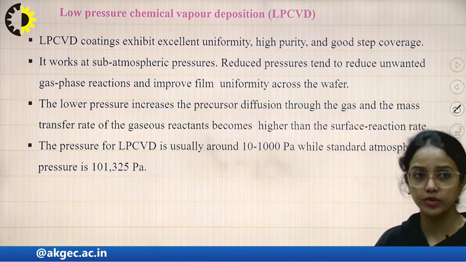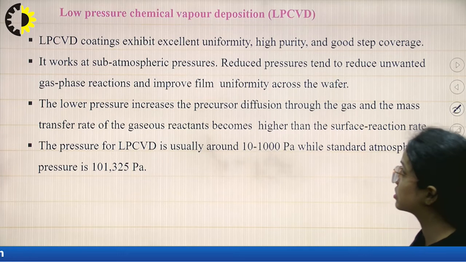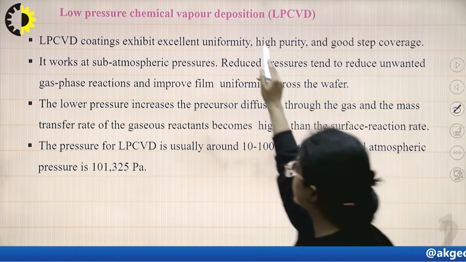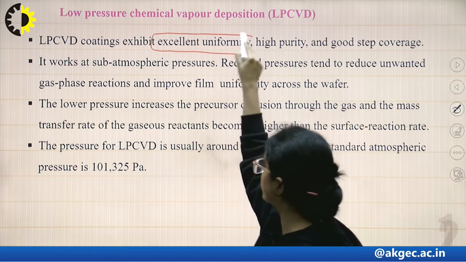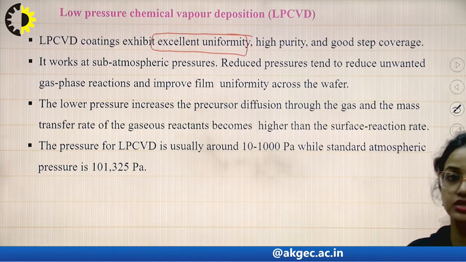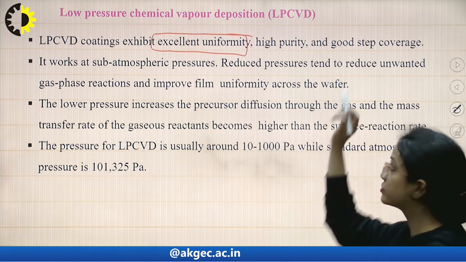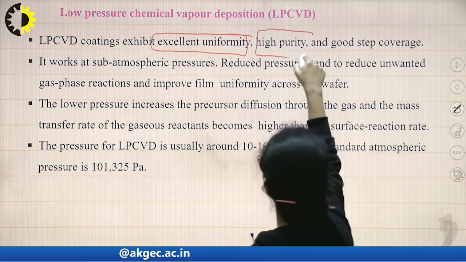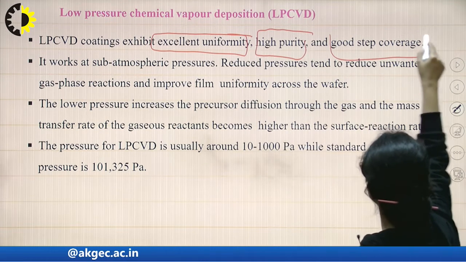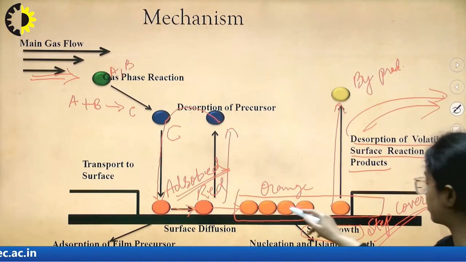Next is low pressure chemical vapor deposition. So low pressure chemical vapor deposition has excellent uniformity. So uniformity is high, which means the layer which is deposited is very much uniform. High purity, good step coverage. So step coverage we have studied. We can see this one is the step coverage.